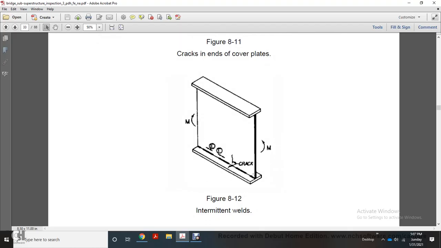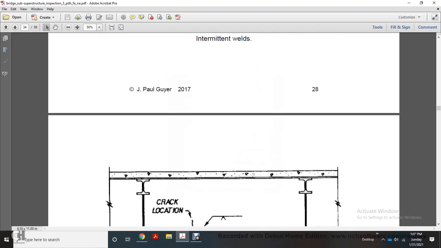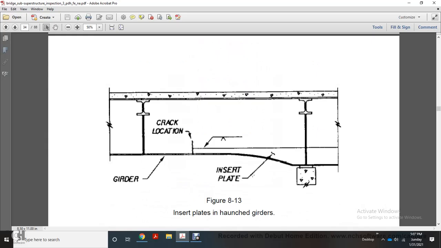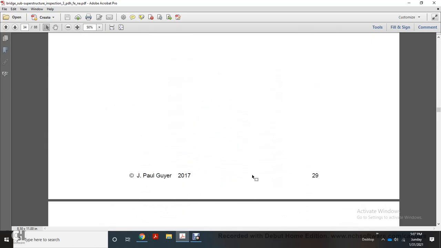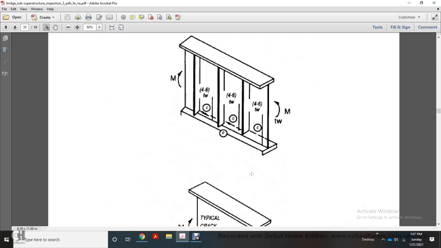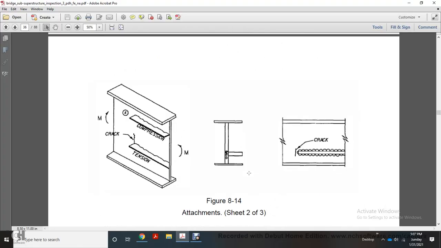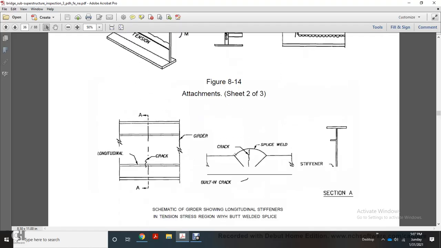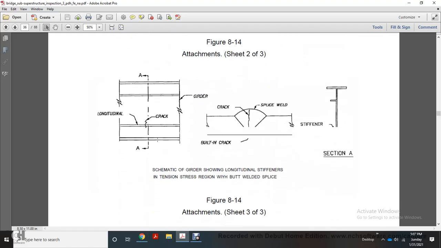Figure 812, intermittent welds, crack location, girder. Insert plate, inserted plates, haunch girders. And it shows attachments, typical crack, gussets. Attachments, compression crack, tension crack. Attachments, longitudinal crack, girder crack, splice weld, button crack, stiffener.